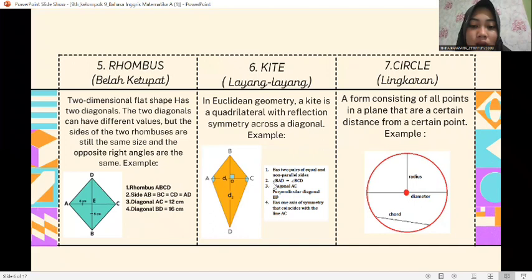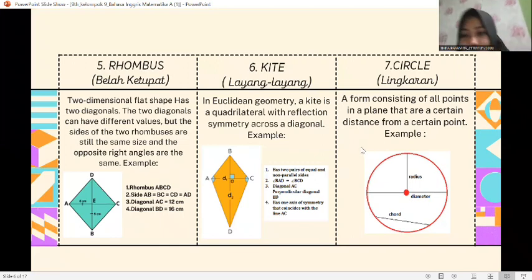Two angles BAD equals angles BCD. So angle A equals angle C. 3. Diagonal AC perpendicular diagonal BD. So AC perpendicular BD has one axis of symmetry that coincides with the line AC.